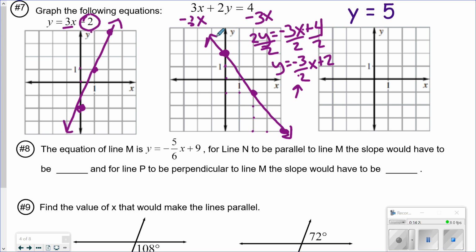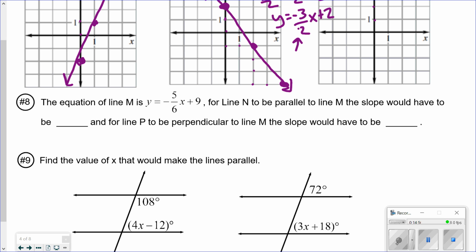For my last equation, I have y is equal to 5. So let's remember that y equals is a horizontal line. And this is actually going to go off the page a little bit. So 1, 2, 3, 4, 5 would be somewhere up here. Horizontal line. And I'm done.